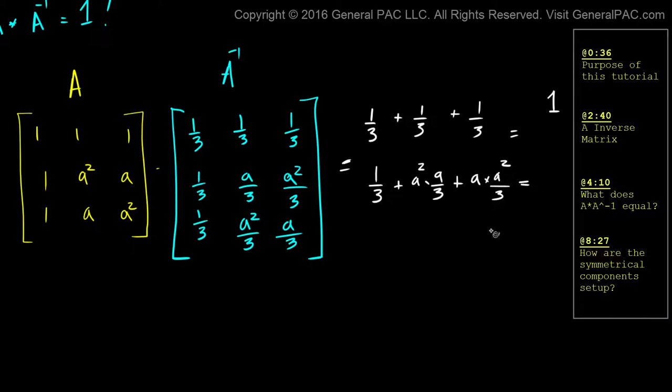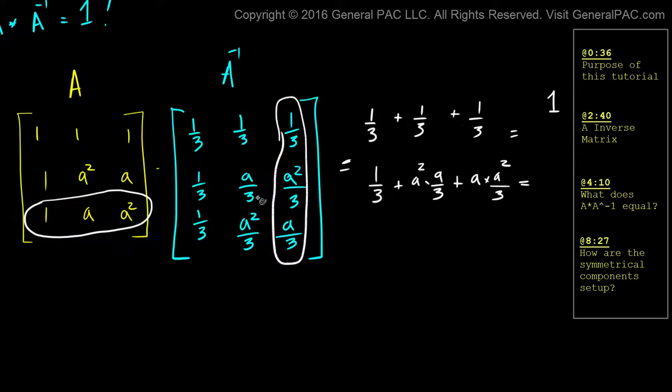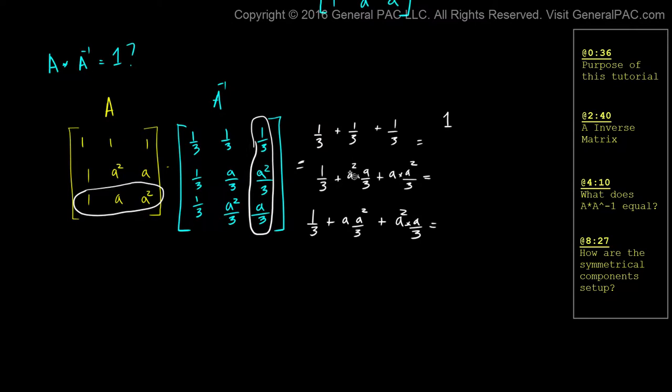And to figure out what this third row is, we have to multiply the third row of the A matrix by the third column of the A matrix. And that is equal to 1/3. 1 times 1/3 is 1/3. A times A squared divided by 3, so A times A squared divided by 3 plus A squared times A divided by 3. So we have A squared here. Okay, so the question is, what are these terms here, right?